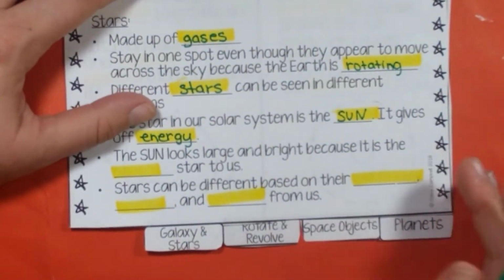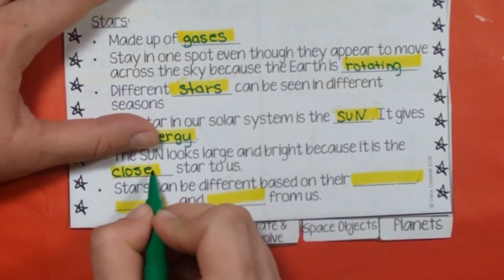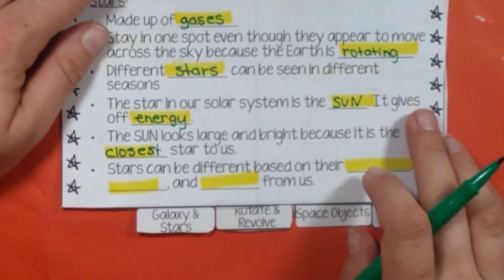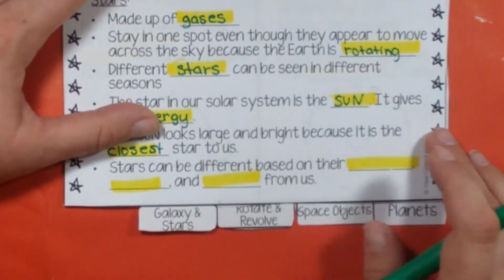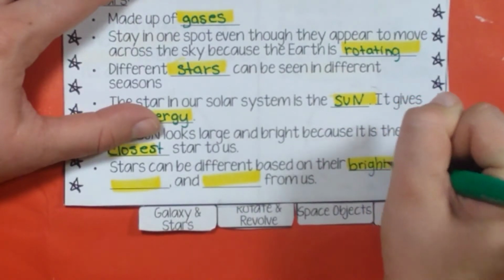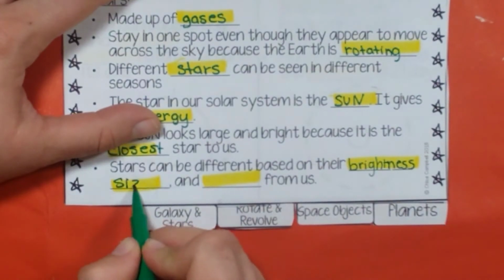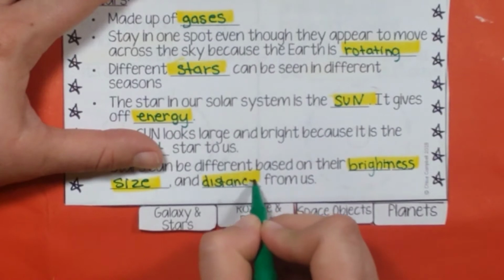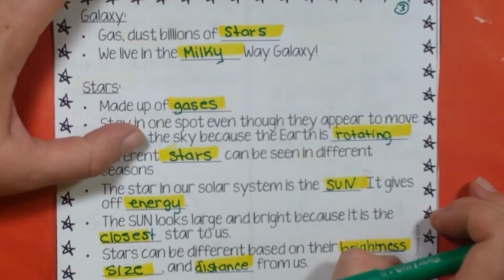The sun looks large and bright because it is the closest star to us. If we remember, there are many other stars that are just as large or larger, and they look really small because they are so far away. Stars can be different based on their brightness, their size, and their distance from us. And so those are the main points for galaxies and stars.